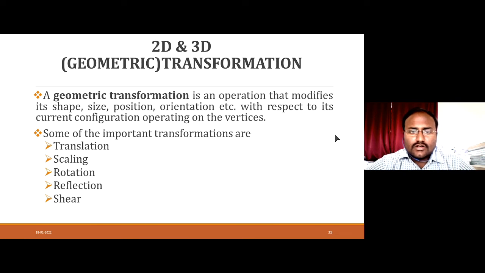So normally a geometry transformation is a kind of operation that will modify the shape, size, position and the orientation of the drawing with respect to the current configuration of operating on the text. In transformation, you have to focus on the translation matrix, scaling matrix, rotational values, reflection values and also the shear matrix. Based on that, you can easily convert 2D to 3D.